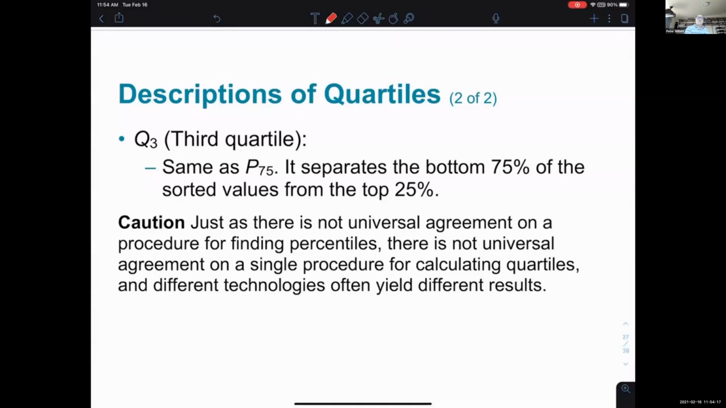And it says, just as there is not universal agreement on a procedure for finding percentiles, there is not universal agreement on a single procedure for calculating quartiles, and different technologies often yield slightly different results, which is true. There's a warning. I think we're going to be pretty good with StatCrunch, but we'll see.